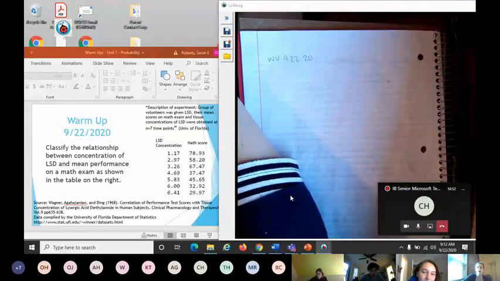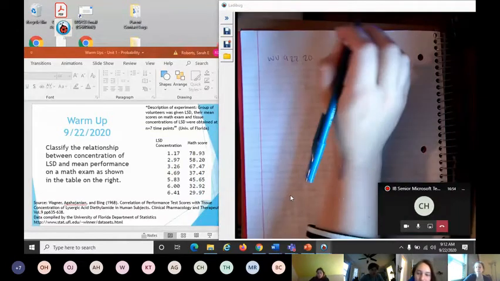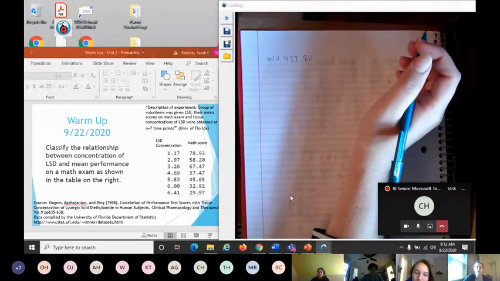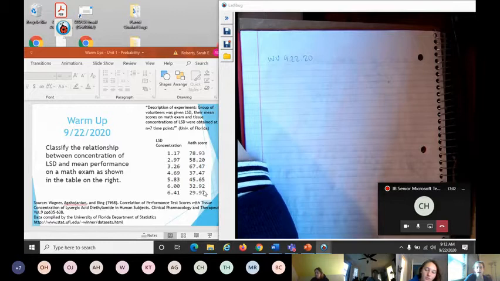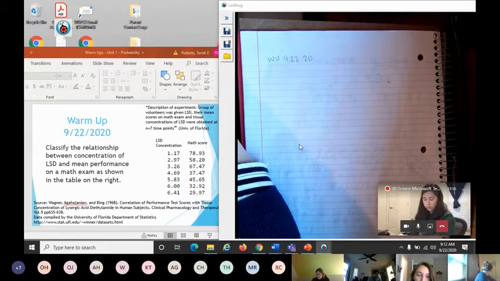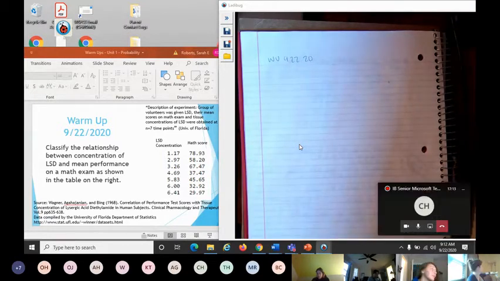Okay, so if we were to do this on the calculator, if we weren't to generally just look at this and look at the LSD concentration going up and the math score going down, what would we do on our calculator? Call names. It's not a volunteer. Okay, Olivia.